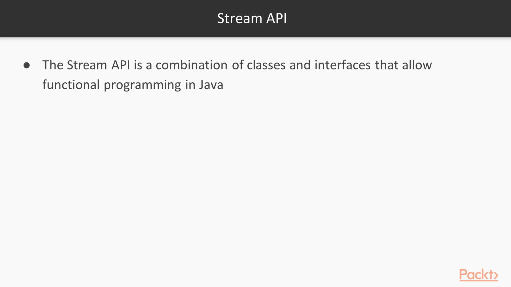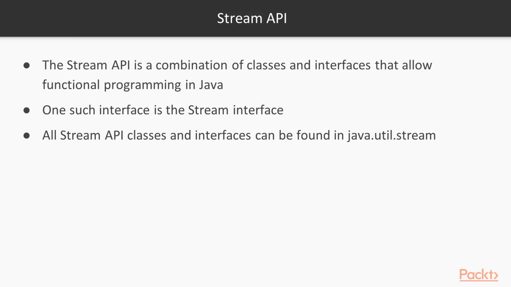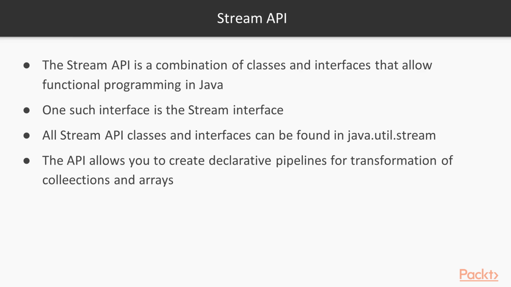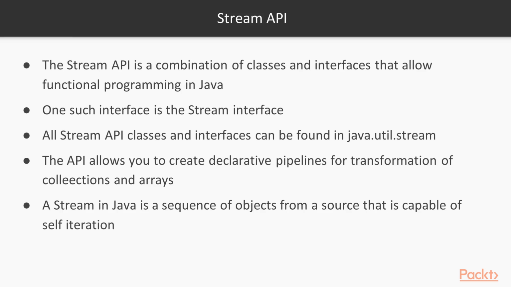The Stream API in Java consists of a set of classes and interfaces. One such interface is a Stream interface. All of the Stream API classes and interfaces can be found in java.util.stream. The API allows you to create declarative pipelines for transformations of collections and arrays. A stream in Java is a sequence of objects from a source that is capable of self-iteration.